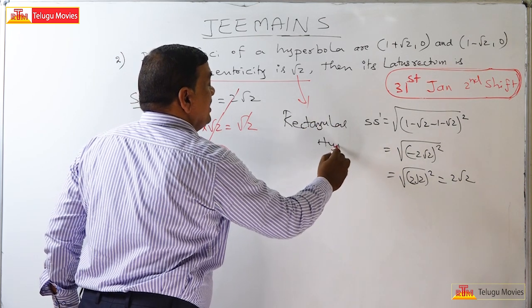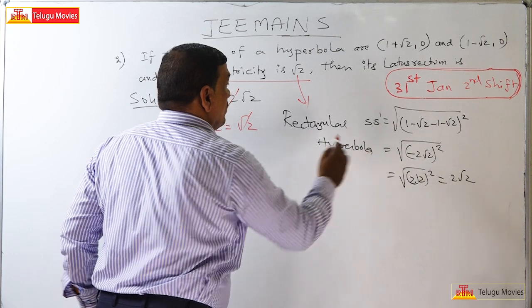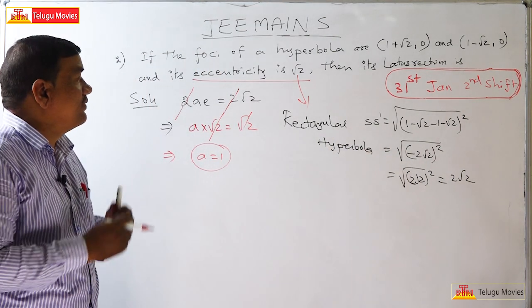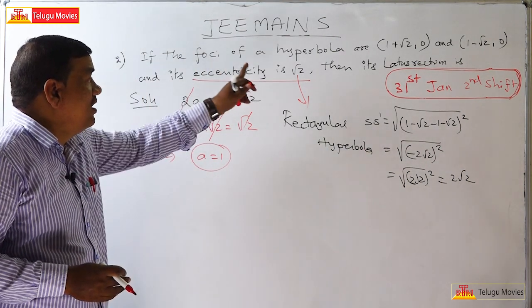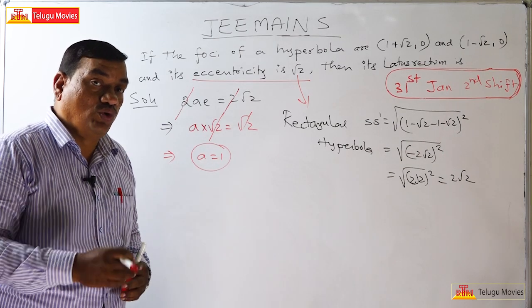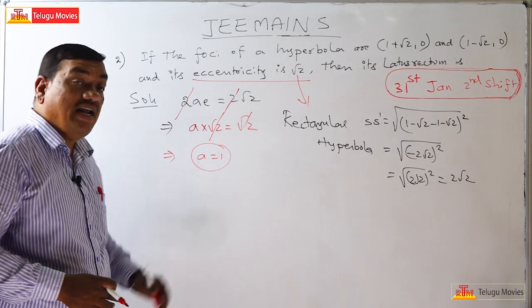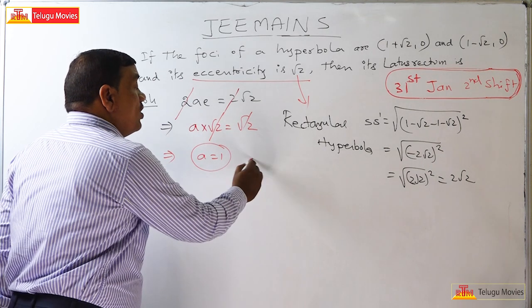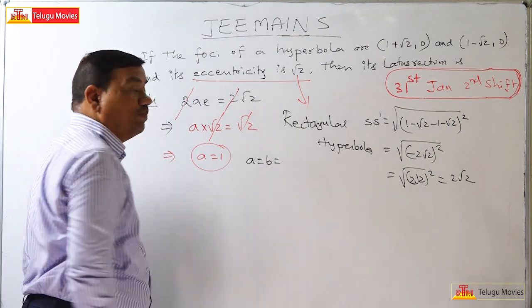Rectangular, immediately one thought should come in your mind. So for a rectangular hyperbola, eccentricity is equal to root 2. And moreover, what is the rectangular hyperbola definition? A is equal to B.